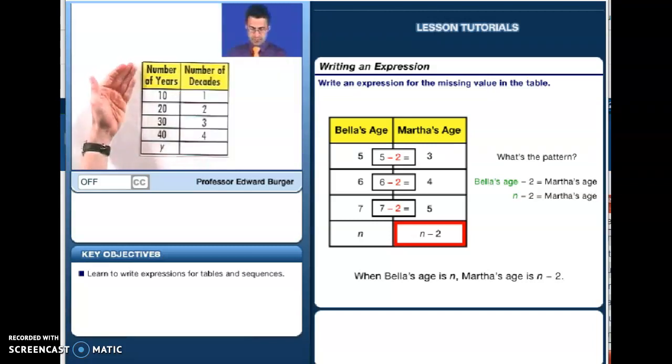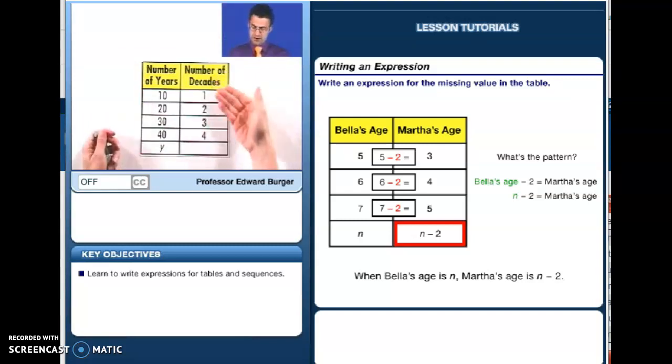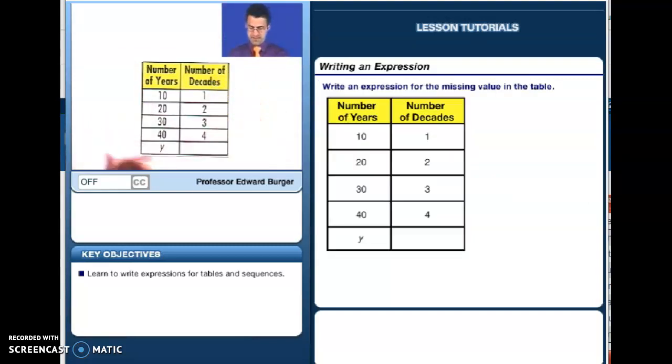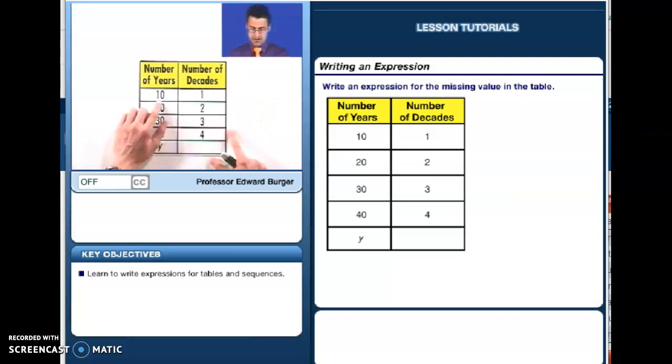Here's one. So a number of years, and then the corresponding number of decades. So a decade, remember, happens every 10 years. So 10 years we have 1 decade, 20 years we have 2 decades, 30 years we have 3 decades, 40 years we have 4 decades. What if I have Y number of years? How many decades does that correspond to? Well, let's see if we can actually write down an expression that captures that.